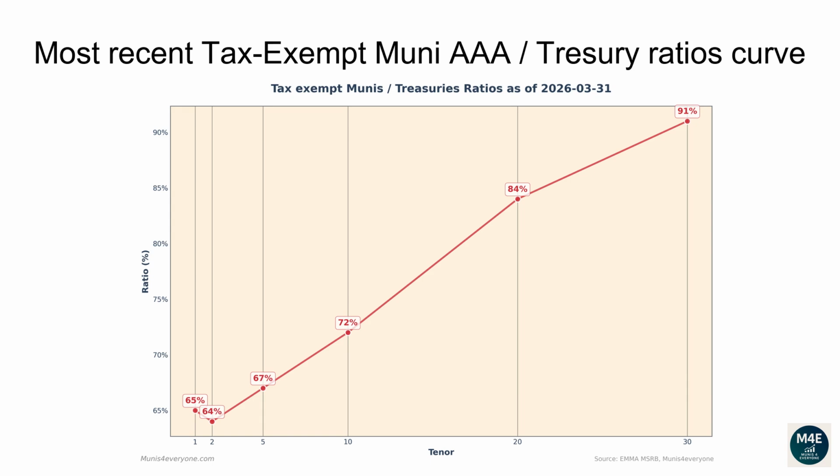The current one-year ratio is 65%. The 2 years ratio is 64%. The 5 years ratio is 67%. The 10 years ratio is 72%. The 20 years ratio is 84%. The 30 years ratio is 91%.